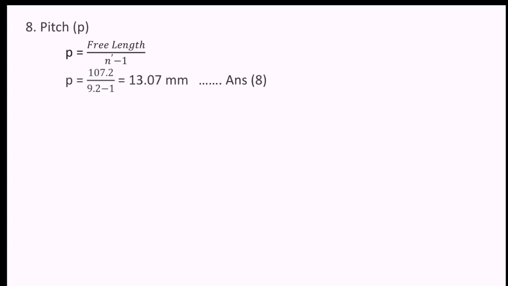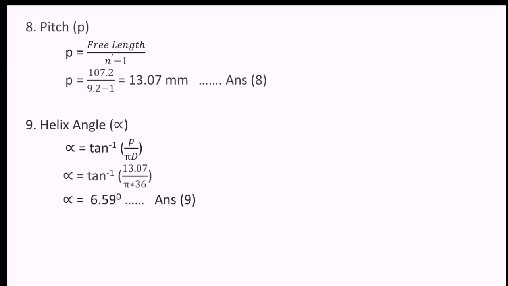Next is the pitch. Pitch is given as free length divided by total number of turns minus 1. On substituting the values, I will get the pitch value as 13.07 mm. And lastly, helix angle alpha is given as alpha is equal to tan inverse of P divided by pi d. On solving the equation, I will get the value of alpha as 6.59 degrees. This completes the solution. Thank you.